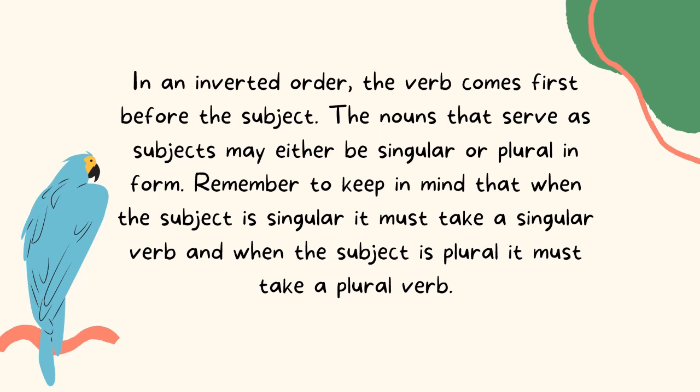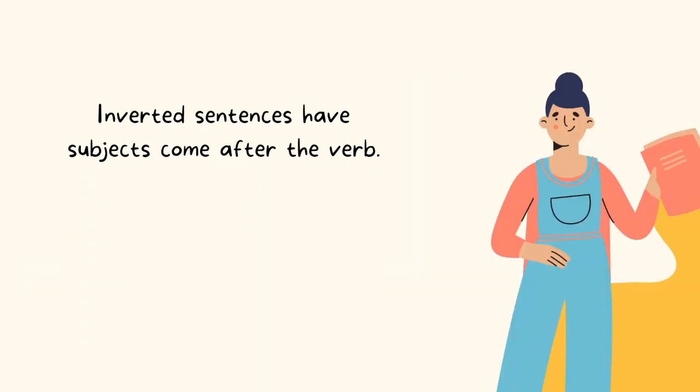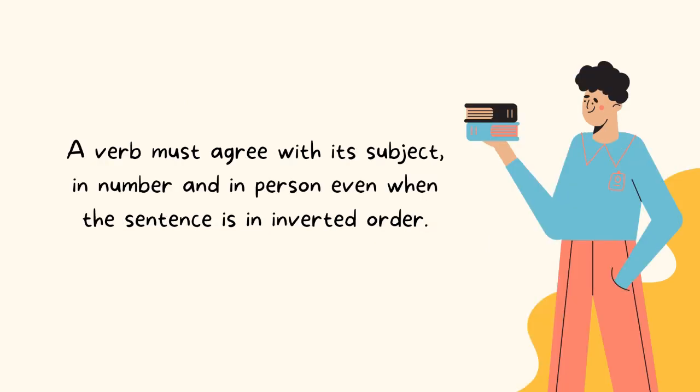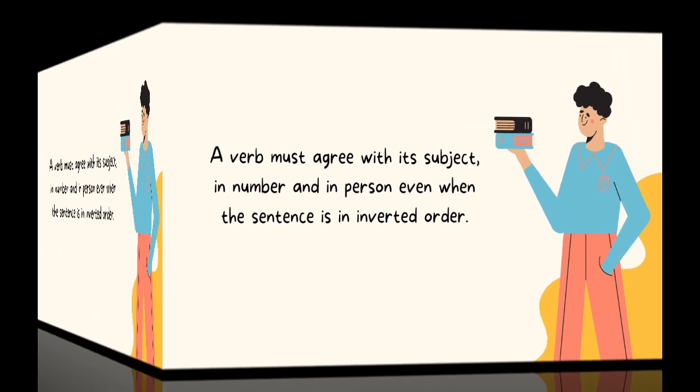In an inverted order, the verb comes first before the subject. The nouns that serve as subjects may either be singular or plural in form. Remember to keep in mind that when the subject is singular, it must take a singular verb, and when the subject is plural, it must take a plural verb. Inverted sentences have subjects come after the verb. Nouns used as subjects can be singular or plural in number. A verb must agree with its subject in number and in person even when the sentence is in inverted order.